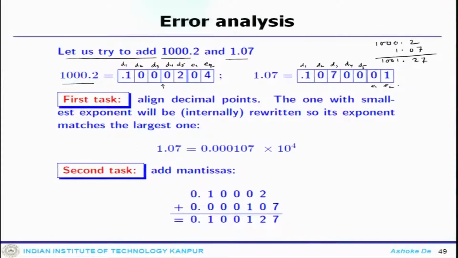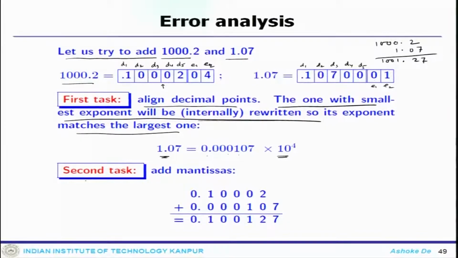So, what is the initial task? You align the decimal points. The one with the smallest exponent will be rewritten so its exponent matches the largest one. This statement is very crucial here. The one with the smallest exponent will be rewritten so that its exponent matches the largest one. So, we have to write 1.07 in such a fashion: 0.000107 times 10 to the power 4.